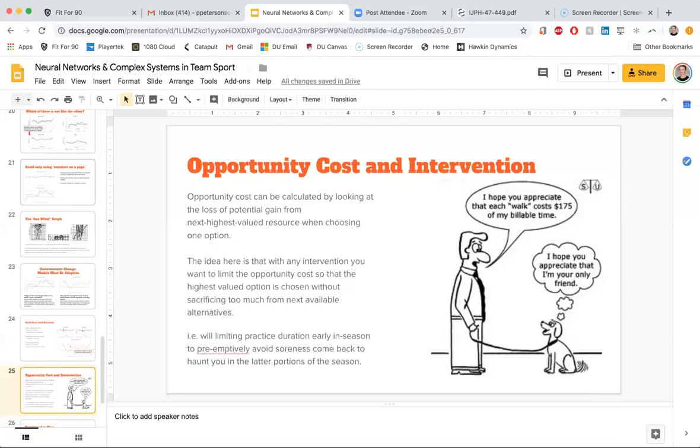A good example of this would be if we're going to limit practice duration so that our guys can get back to the dorms in time to get some homework done and then hopefully get to sleep earlier, in an attempt to raise our sleep quantities and thus drop our soreness, then we have to know that in the latter portions of the season, when normally our guys have adapted to these increases in soreness because we pushed them so high in the beginning, that might come back to haunt us, right? When the game density starts to tick up. But is that opportunity cost worth spending when you're trying to build a program in the early phases of each season? That's just a decision that you'll have to come to.